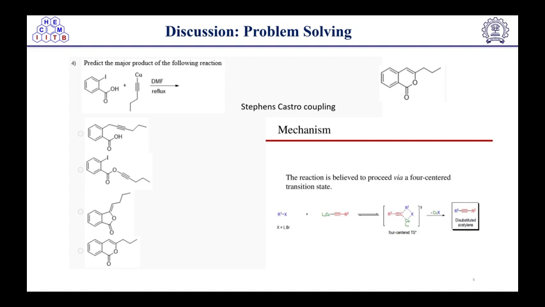So again the next question is, predict the major product of the following reaction. So here the Stephens-Castro coupling reaction is this one. In this case we have a copper reagent and a haloalkane, okay, haloaryl.